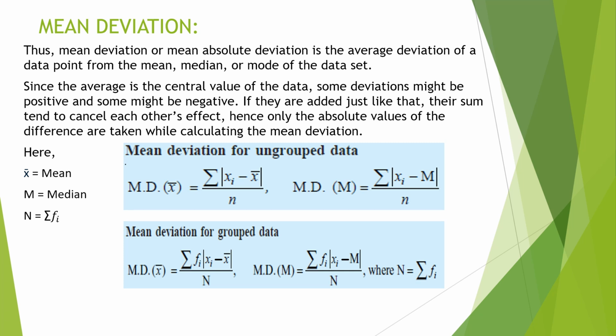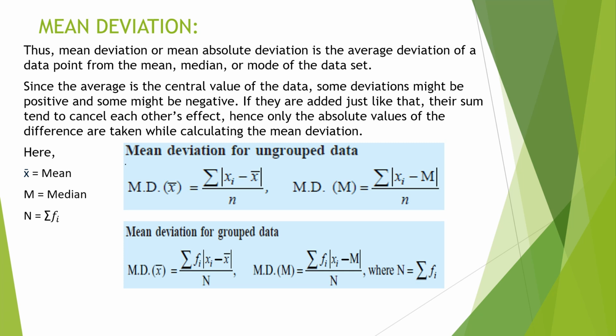So if they are added just like that, then their sum will tend to cancel each other's effect. Because suppose the observations are say 2, 4, 6, 8, 10. Then suppose I am having 6 as the mean. If I take 2 minus 6, that is minus 2, and if I take 8 minus 6, that is plus 2. When I add both of them, the effect gets cancelled out. So we cannot just take it as it is. So we take the absolute values of the difference instead of taking the exact difference.